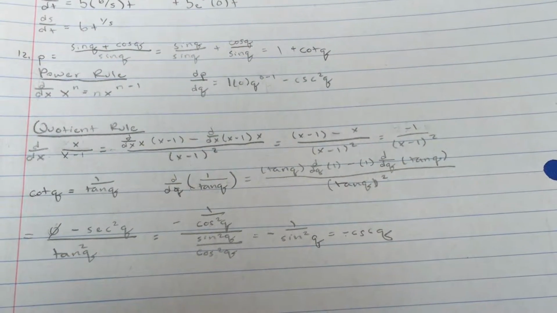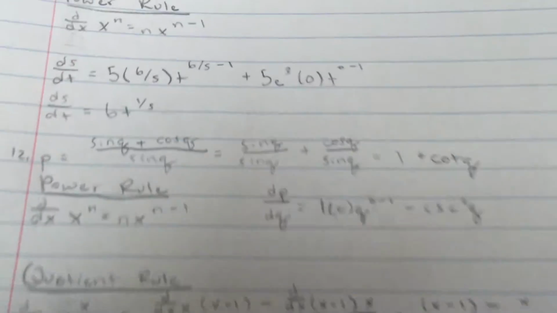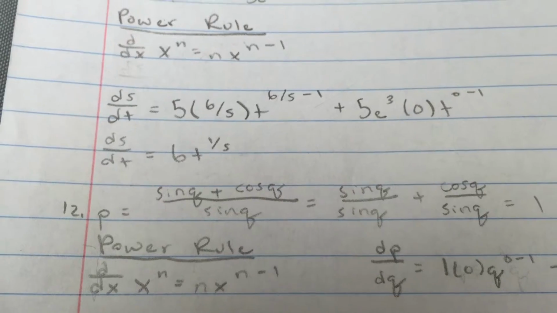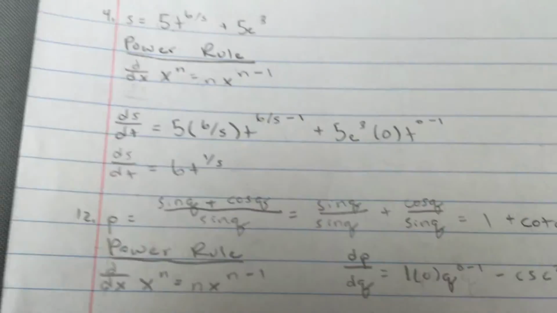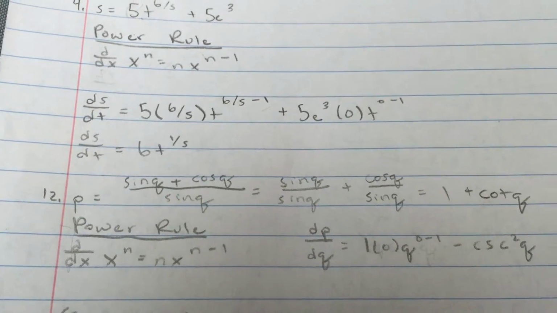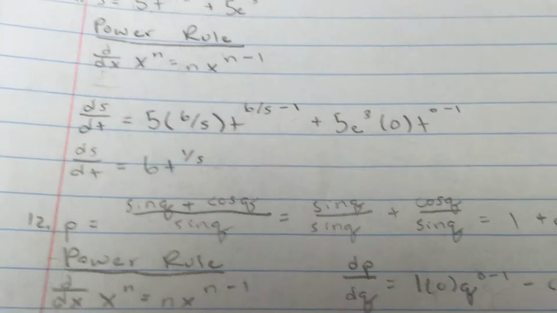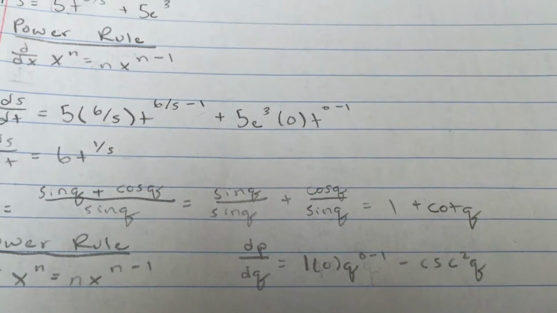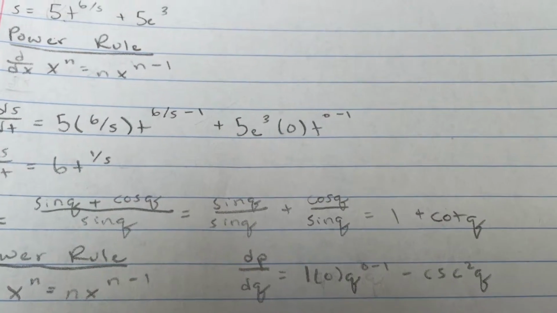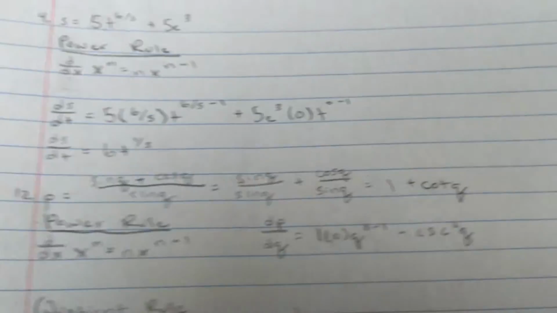We are going to be working with homework 1, problem 12, which is P equals (sine Q plus cosine Q) over sine Q, and we're going to be deriving this monster of a function. Now, since the denominator is the same, we can separate this fraction into two fractions, sine Q over sine Q plus cosine Q over sine Q, and that leaves us at 1 plus cotangent Q.